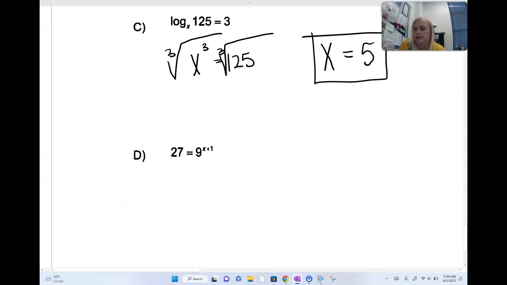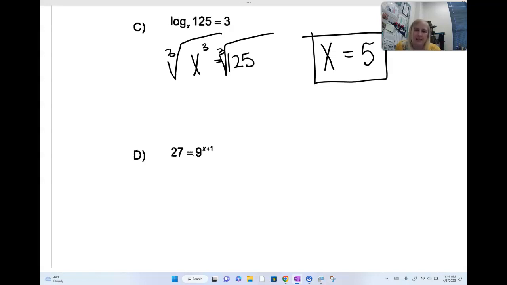All right. Next one. We have 27 equal to 9 to the x plus 1. We don't have a log, so we're not changing form. So next you check, can I turn my numbers into the same bases? You check, do they have numbers in common? 27 and 9. Well, they each have a 9 in common, but 9 to the first is 9. 9 squared is 81, so it can't be a base of 9.